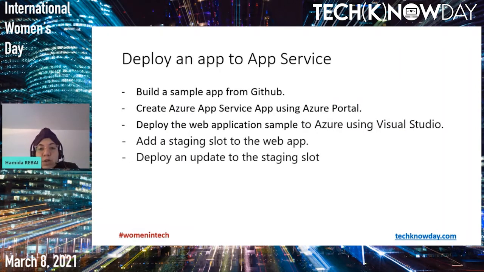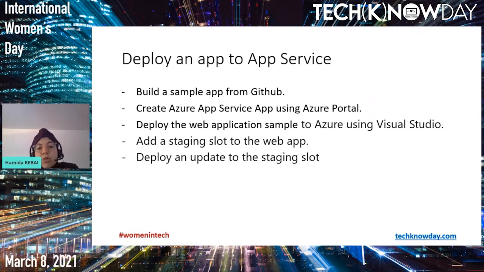To deploy an application to Azure App Service, we need to start by building a simple app in GitHub. We will create an Azure App Service app using the Azure Portal. Azure App Service is Azure's web hosting platform. Deploying a web app to Azure App Service can be done manually or by an automated process. We will discuss deployment methods that can be triggered manually or by script using the command line, or triggered manually using Visual Studio. We will add staging slots in two different ways, by command line or Azure Portal.